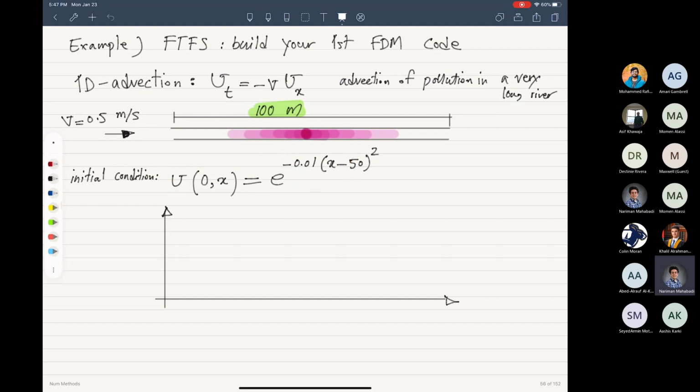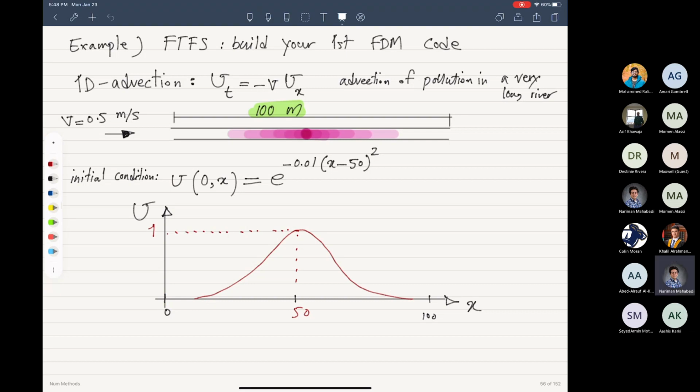And you can actually try this in Excel. Once you draw U, or the concentration of the chemical, or your unknown function, with respect to x, and just put different x values from 0 to 100, then you're going to see that at the middle, U is going to be equal to 1, because it's e to the power of 0, right? This is the maximum point right in the middle. And then you're going to have less concentration, and at some point it's going to be close to 0. So this is your initial condition.